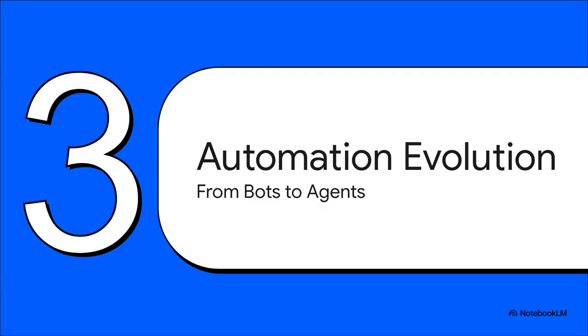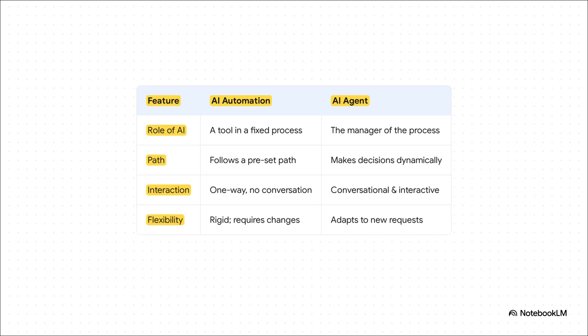So what we're really talking about here is a massive leap forward in the evolution of automation. We are moving way beyond those simple repetitive bots that just follow a script. We're talking about something much, much smarter: intelligent agents. And the key difference, it really all comes down to one thing: who's in charge.